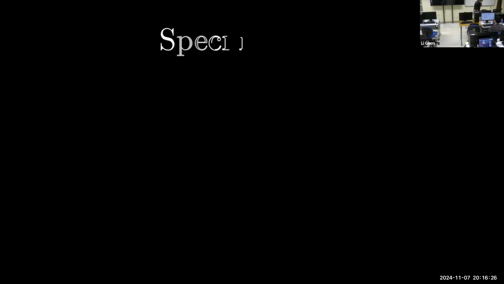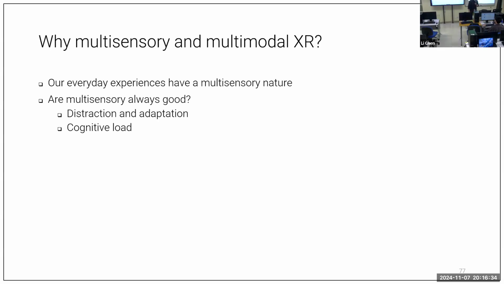Okay, so just to give you some real world application of multisensory XR. So why multisensory and multimodal XR? Our everyday experience has a multisensory nature. This is very obvious, right? So for example, in the previous video, when the pilots are flying the airplane, they all experience multisensory inputs, right? The vibration of the airplane, the gravity, the acceleration, and also all these crazy sound and visual stimulations. Very informative, right? So this is about their daily life.